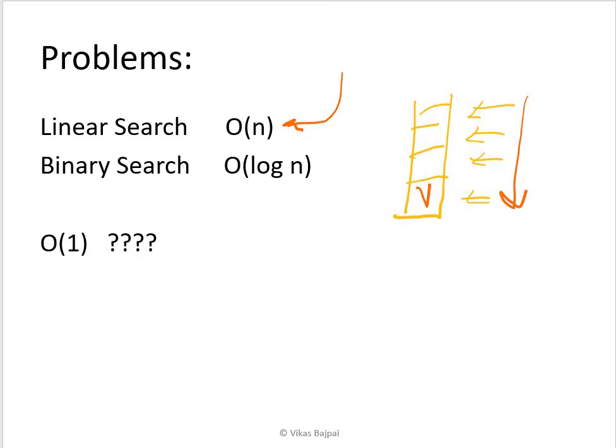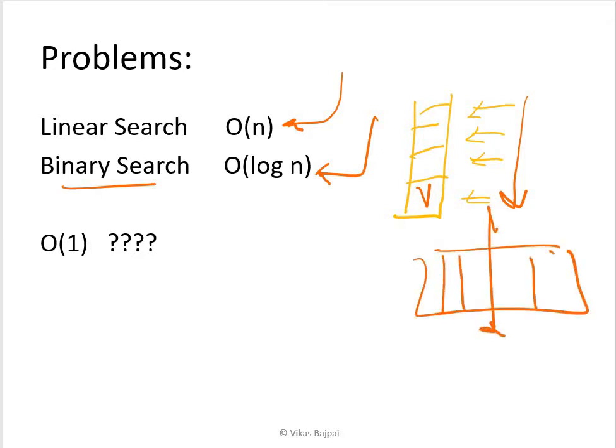Then we found there was some amount of improvement with the help of binary search, where we kept on dividing based on the data values. But the condition here was that the array should be either in ascending order or in descending order. Then only it used to give us the order of log n time.